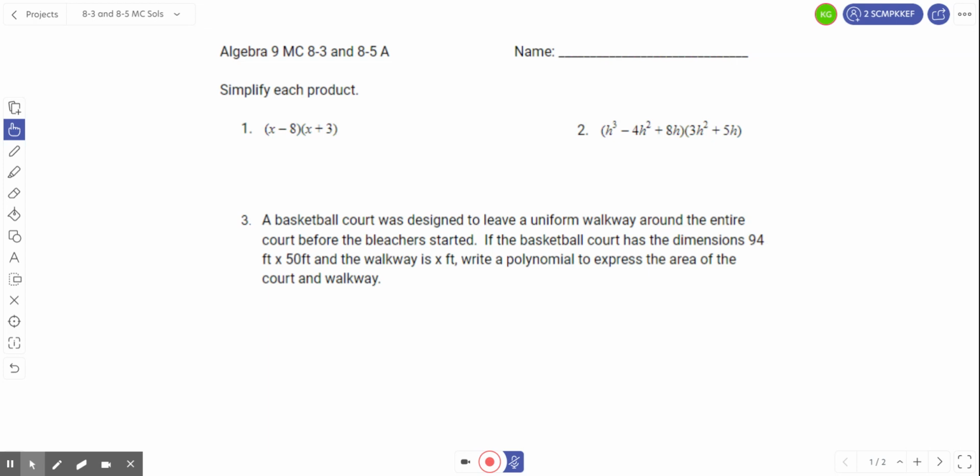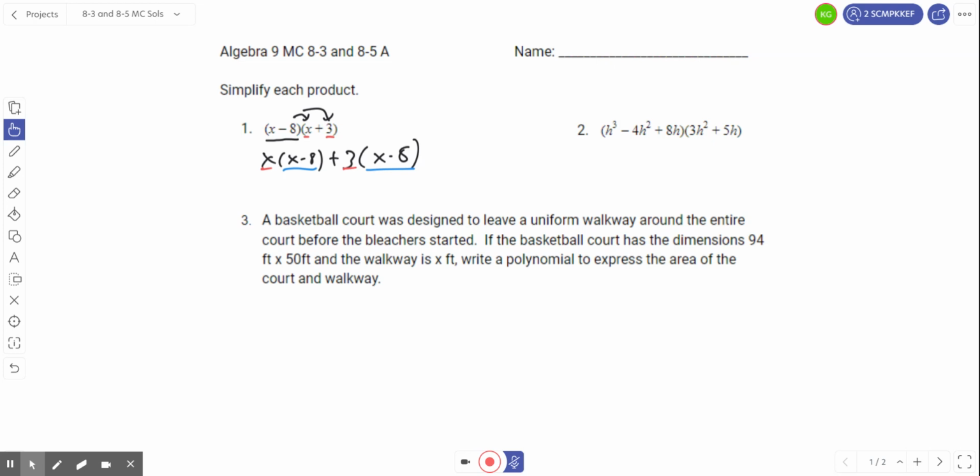Now, the way that I like to do this best is to take this first factor and distribute it in here. So I have x times x minus 8 plus 3 times x minus 8. So you can see that both of the terms in the second factor got multiplied by the first factor. Now I'll distribute again.